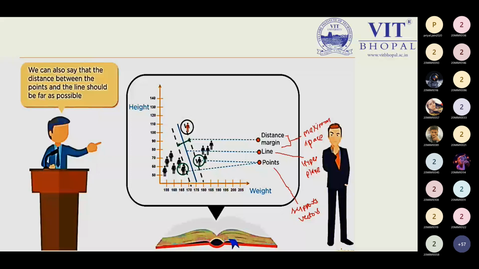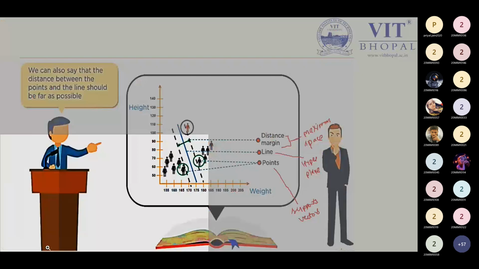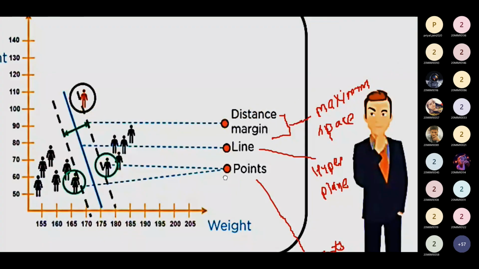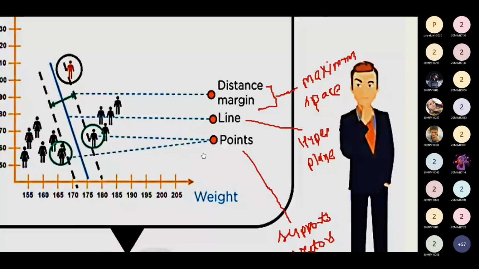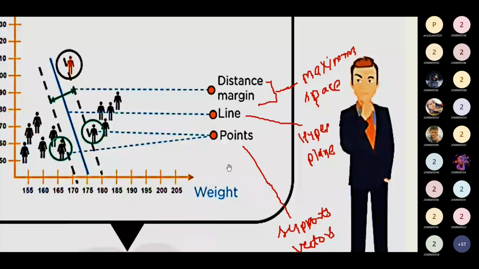What is the support vector? What is the hyperplane? What is the maximum space? Is it clear to all right now? Let me show them in the maximum mode, in the zoom mode. Now it is clear to all right now. Just tell me, does anyone need to ask any question? No, sir. Okay.